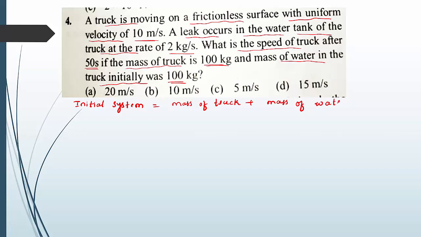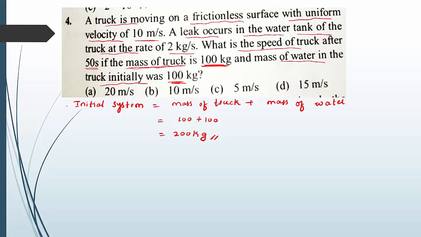Let us take together as a system. Mass of truck, mass of water. Initial values we have to write. You can observe the last sentence. Mass of the truck is 100 kg. Mass of the water was initially 100 kg. So 100 plus 100. It means 200 kg is the initial mass of the system.